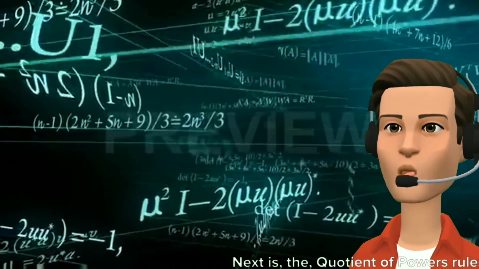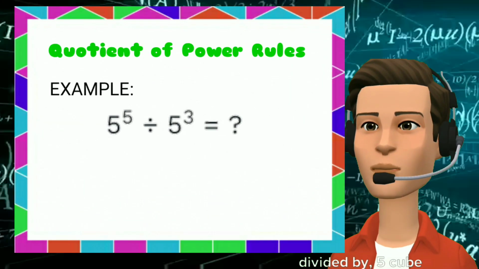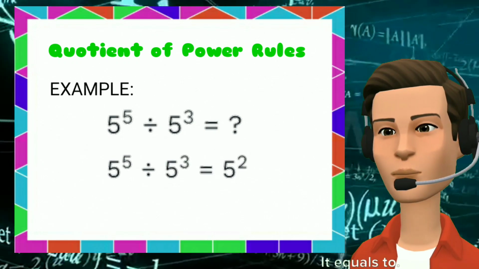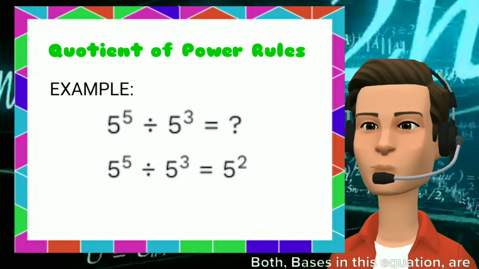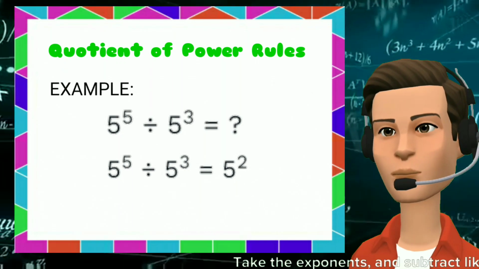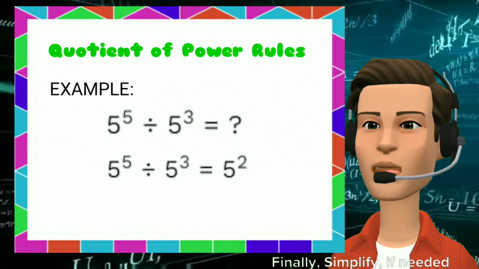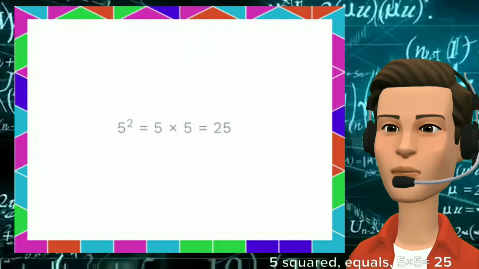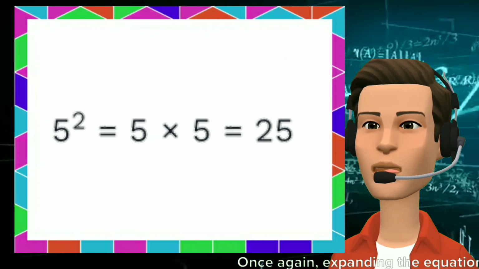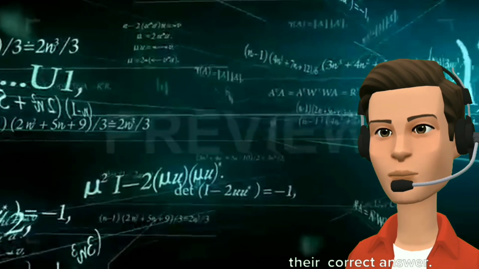Next is the quotient of powers rule. For example, 5 raised to the 5th power divided by 5 cubed. So, what is the answer? It equals 5 squared. Both bases in this equation are 5, which means they stay the same. Then take the exponents and subtract the divisor's exponent from the dividend's exponent. Finally, simplify if needed. 5 squared equals 5 times 5 equals 25. Once again, expanding the equation shows us that this shortcut gives the correct answer.